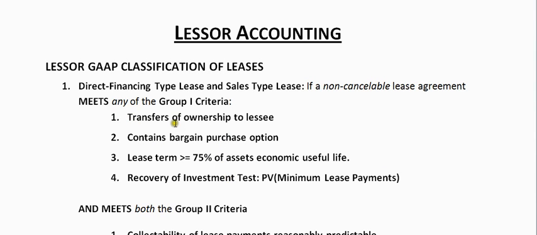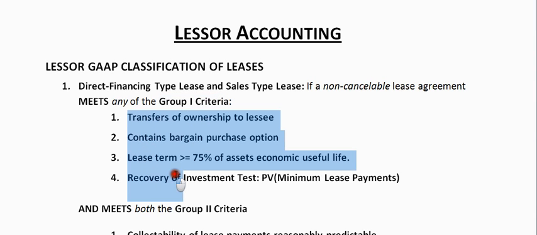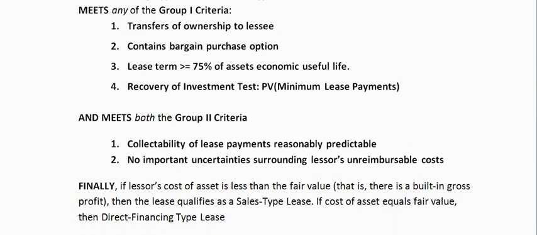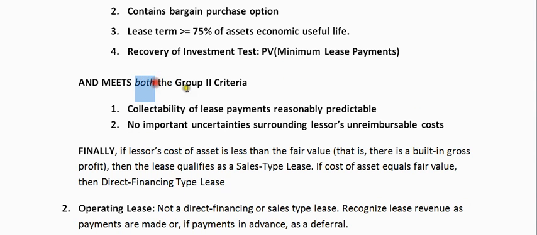We're going to see there's a second hurdle. So we're going to do the Group 1 criteria, same as lessee. If it's non-cancelable and it meets any one of these four, then we go to Group 2. And if it meets both of these so-called Group 2 criteria, then we know it's a capital lease, but we have to separate it out to direct financing and sales type. So if there's a gross profit, then it's a sales type. So essentially, if the lessor's cost of the asset is less than fair value, then it's a sales type. If not, it's a direct financing type.